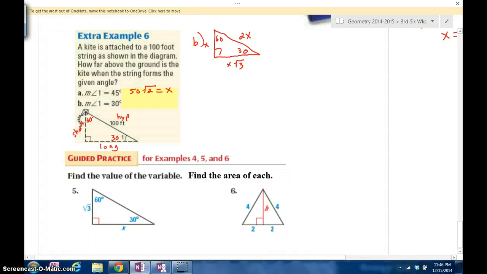Okay, so if we have a hypotenuse of 100, and we know the hypotenuse is twice the size of the short leg, or the short leg is half the size of the hypotenuse, we simply take the 100 and divide it by 2. So 100 equals 2x, which is the rule. To solve for x, you divide both sides by 2. And we get x equal to 50. Now remember, this is the short side.